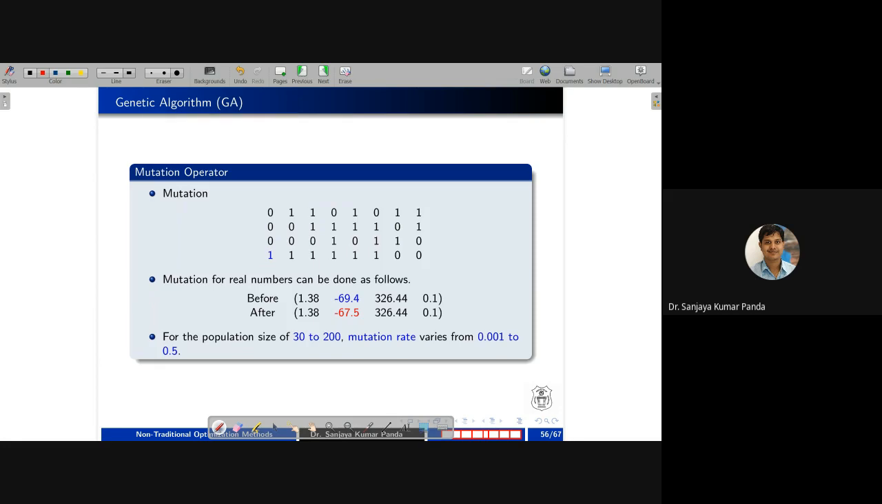If you talk about the mutation probability, the mutation probability is between 0.001 to 0.5. Okay, that is the mutation probability. So for example, if you take 8 populations, then you can do at max 4 mutations, if you go by this particular range. That is nothing but 50%. 50% means 0.5 of the population, right?